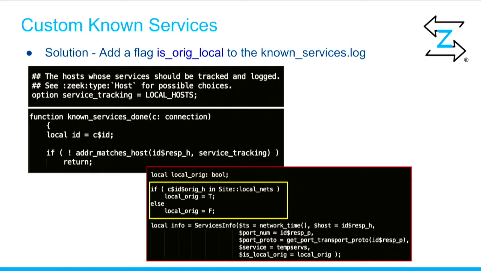You can see in the snippet, there is the third one in which we are actually verifying the flag. So we are adding another field in the known_services.log file that records whether the source IP is local or the source IP is internet. So it's pretty straightforward.